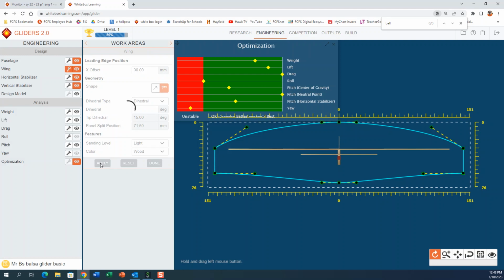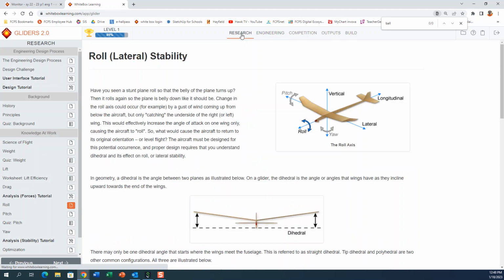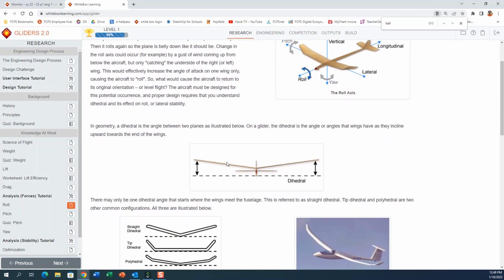Angle them up a little bit, looking straight on. My roll score got better, but still not so great, right? So let's go back here. They tell us exactly what to do, which is really, really nice, okay?